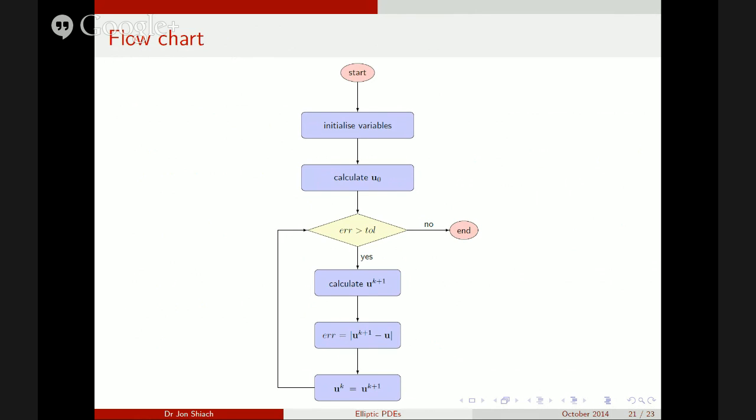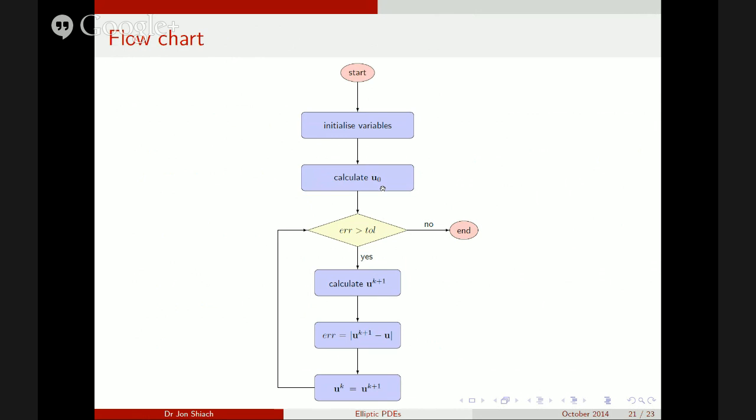Okay, this is a flowchart. I did draw one of these up for last week's lecture, but I didn't include it in the slides. This is the flowchart. This is how we calculate the solution using an indirect method. You're familiar with flowchart notation? It's as it says on the tin, really. So we start at the top. We do all of our initial calculations, initialize the variables, set the boundary conditions, set what our tolerance is, and so on and so forth.